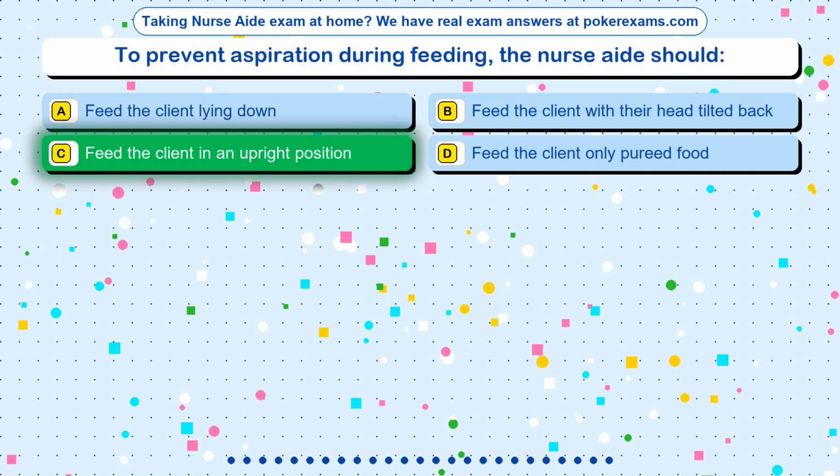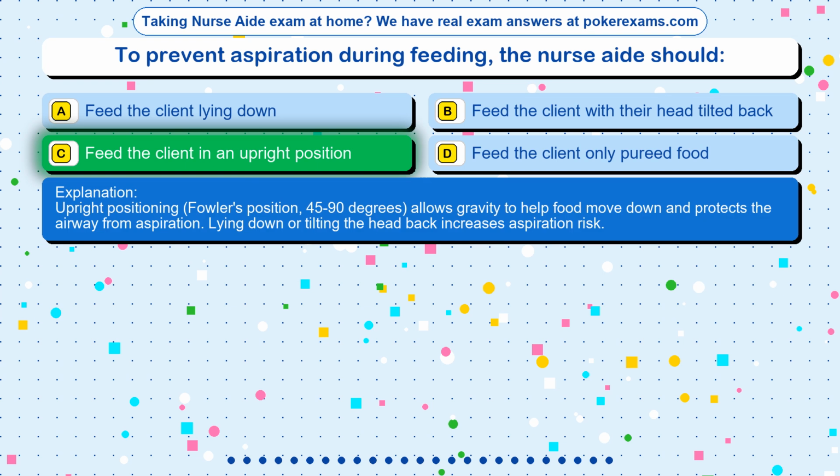The correct answer is option C, feed the client in an upright position. Upright positioning, Fowler's position, 45 to 90 degrees, allows gravity to help food move down and protects the airway from aspiration. Lying down or tilting the head back increases aspiration risk.